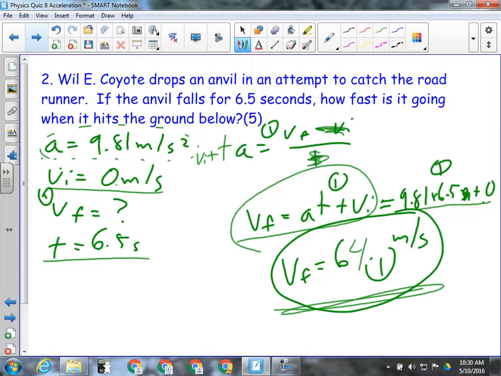Meters per second squared down, yes. Yes, absolutely. If you had negative 64, in this case, it asks how fast, which is speed, a scalar quantity. If they put a vector on it, that's fine. If they have down or negative, that's okay.